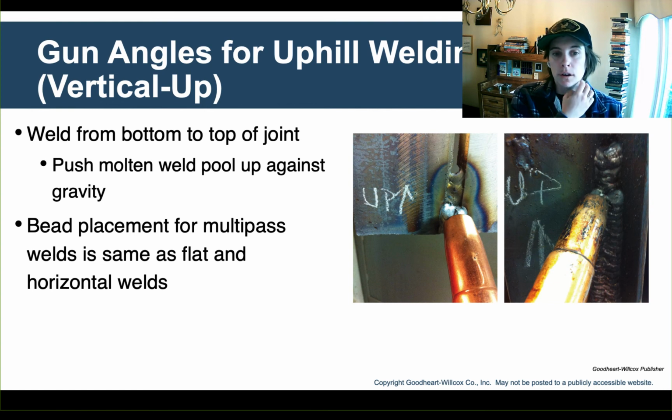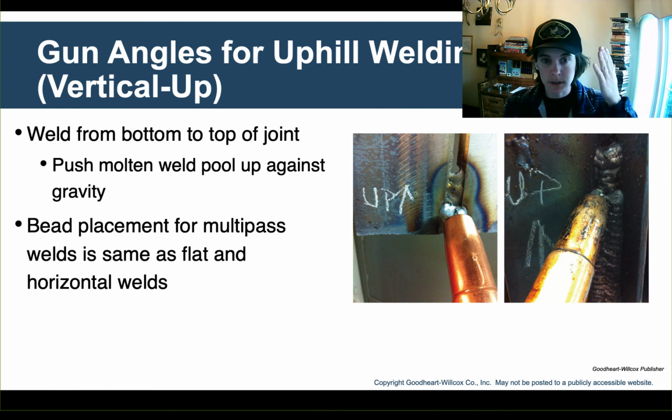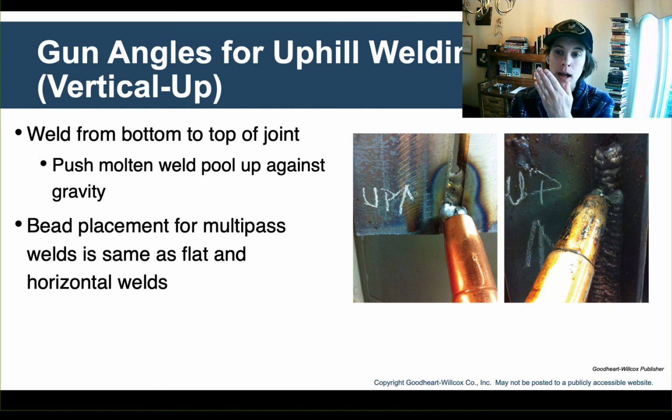And then just a little bit of info last, since we were talking about gun angles. In the 211 class, I've mentioned we don't usually do uphill welding, any of the vertical up positions. We focus on flat and horizontal. But this is just to think about that angle and how it translates into the actual weld in the future. And you could try these welds anytime you want, of course. So for up welding, you weld from the bottom to the top of the joint, and you have a very aggressive angle going up the weld. You're trying to push the weld pool up against gravity.